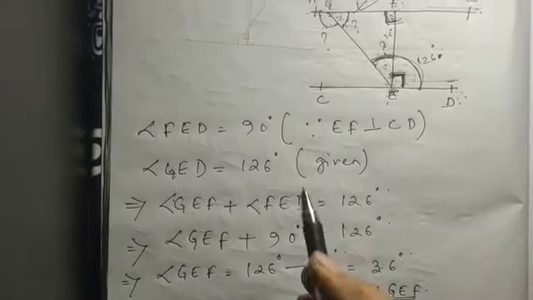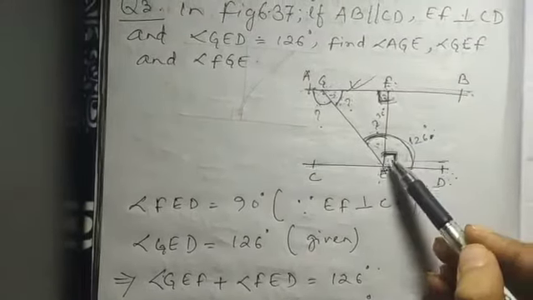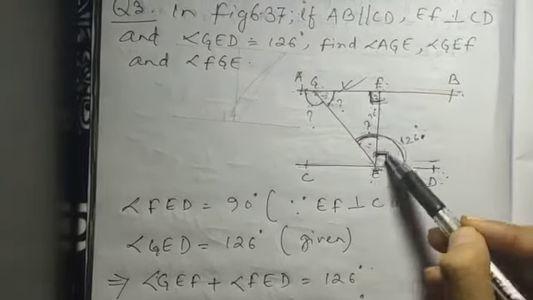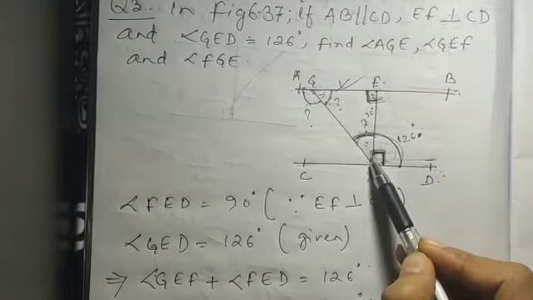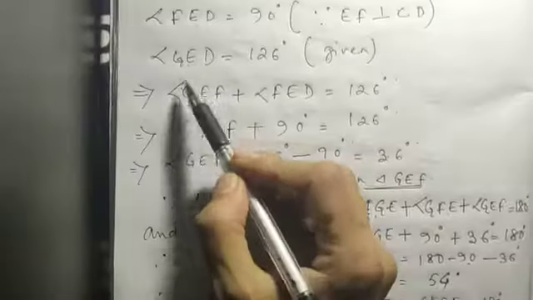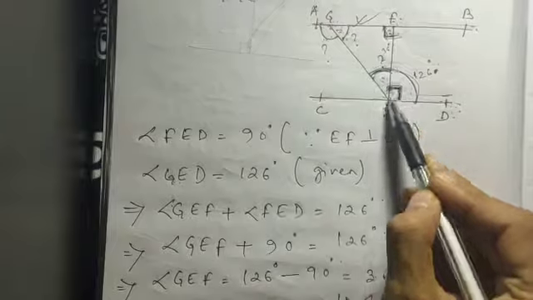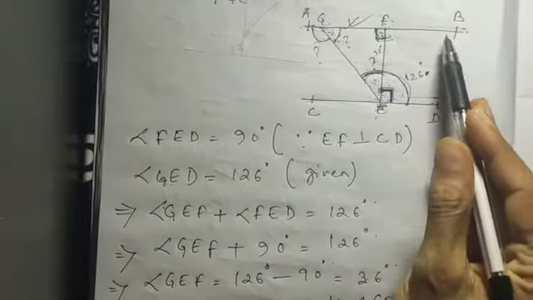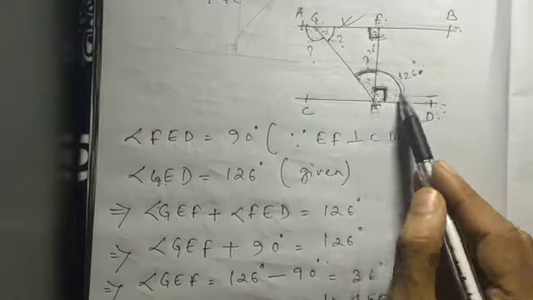Just look at it once. FED is equal to 90 degrees. Why? Because this EF is perpendicular on CD. This GED is given as 126. Breaking down GED into two parts, GEF plus FED.